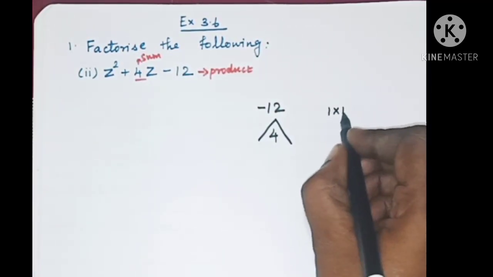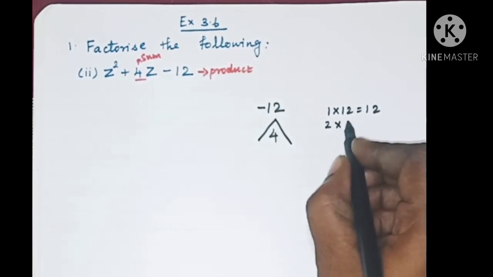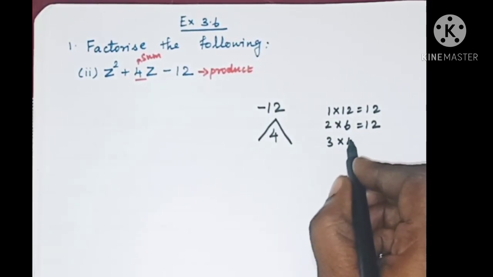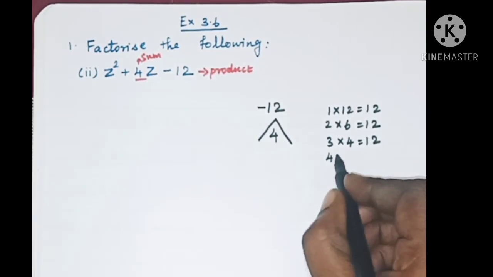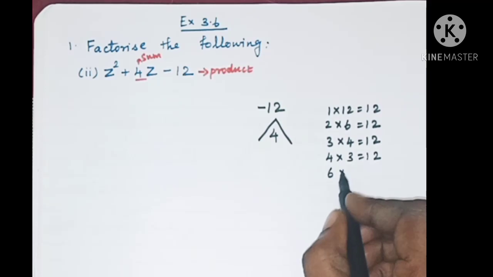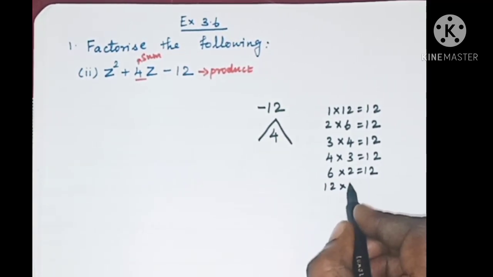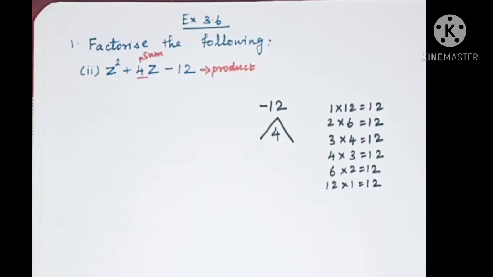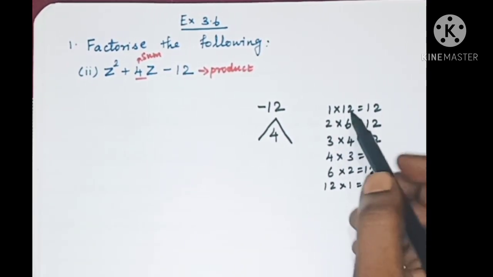1 into 12 is 12. Next is 2 into 6, 2 sixes are 12. 3 into 4, 3 fours are 12. Next is 4 into 3, 4 threes are 12. And then 6 into 2 is 12. The last one is 12 into 1 is 12. Now from this, identify the two numbers.